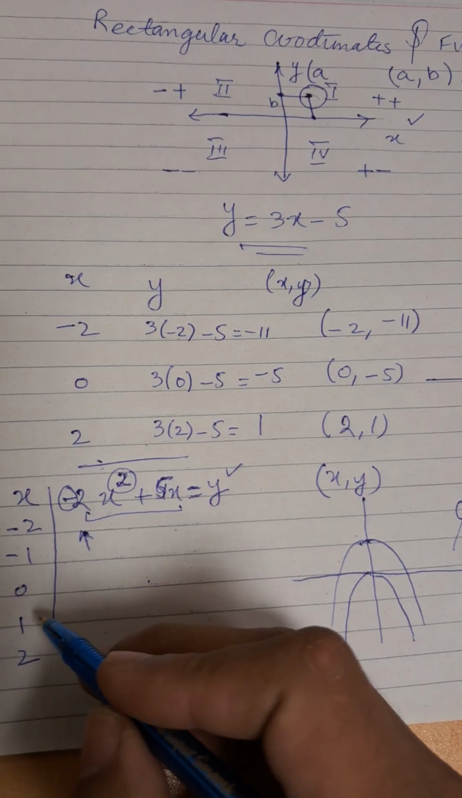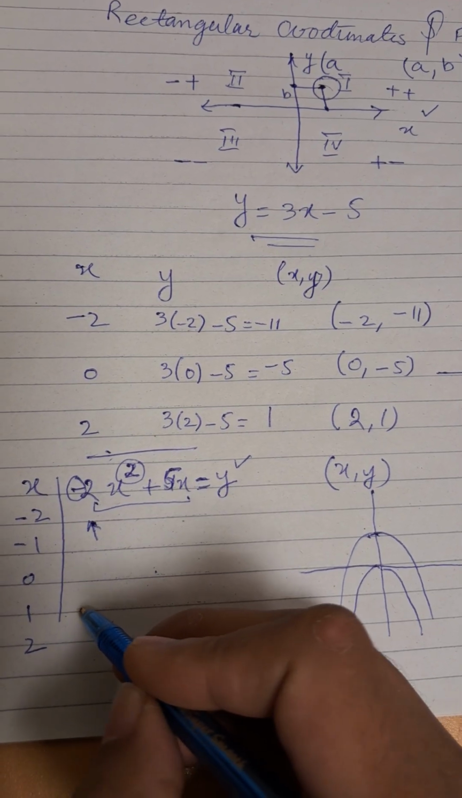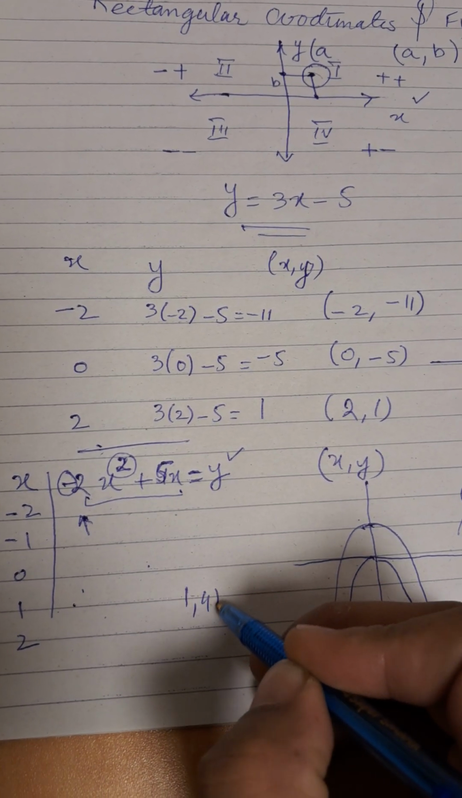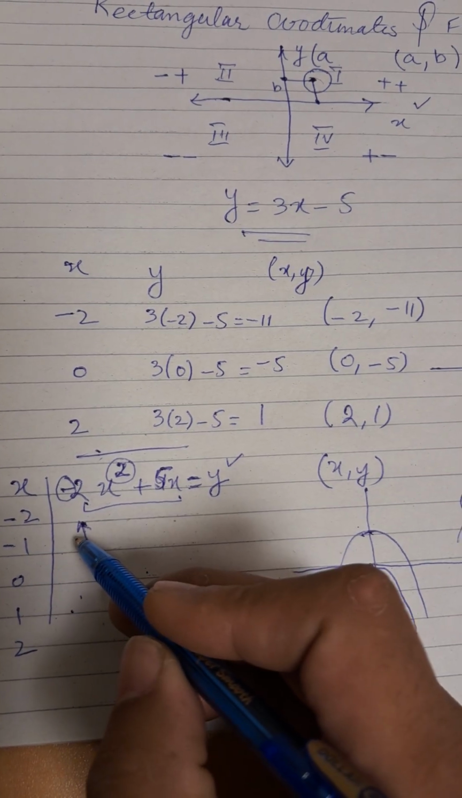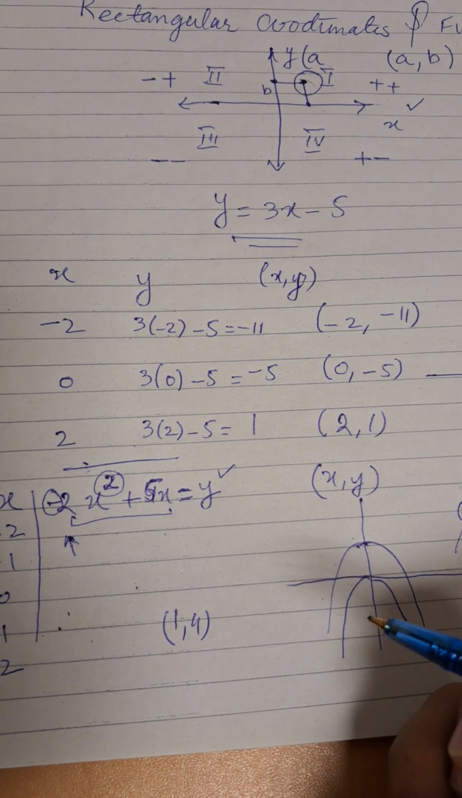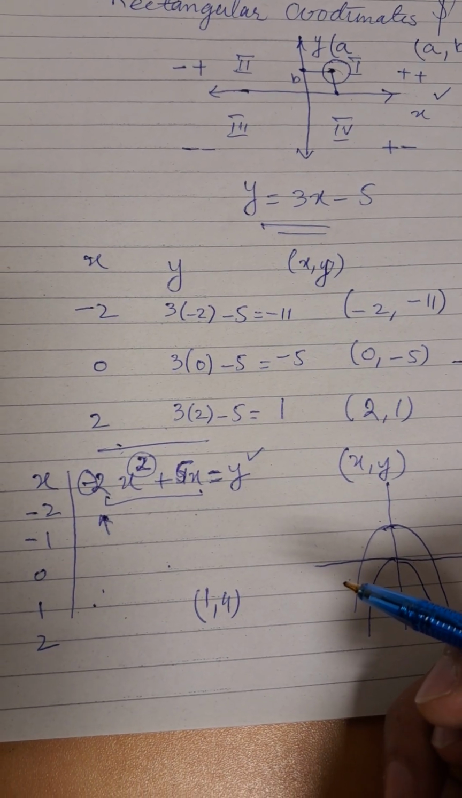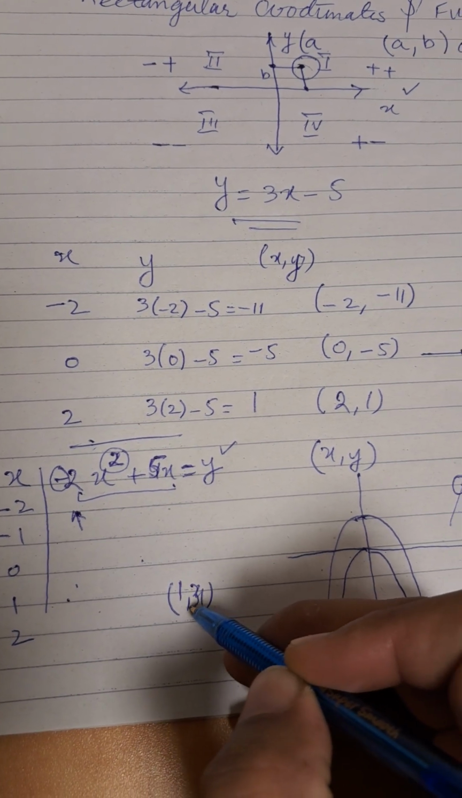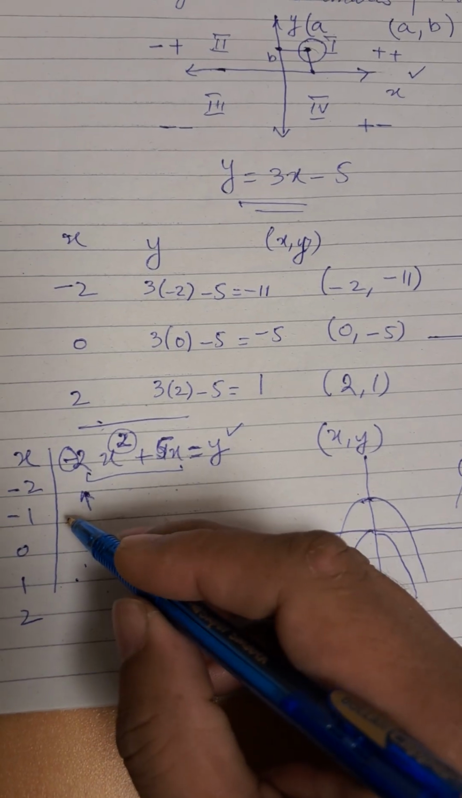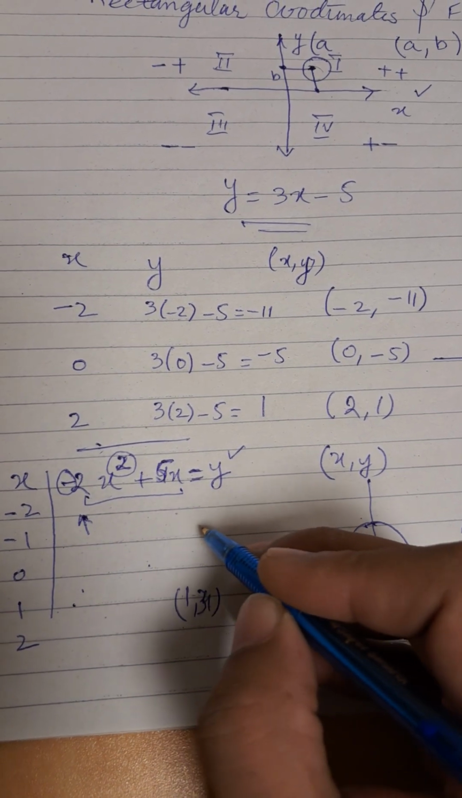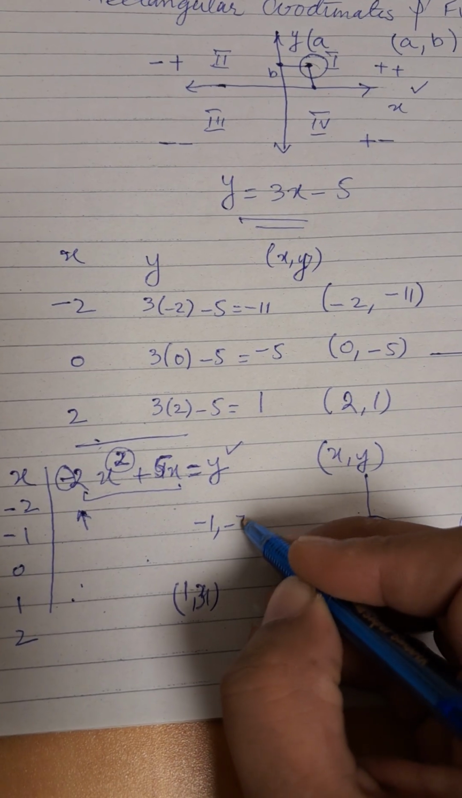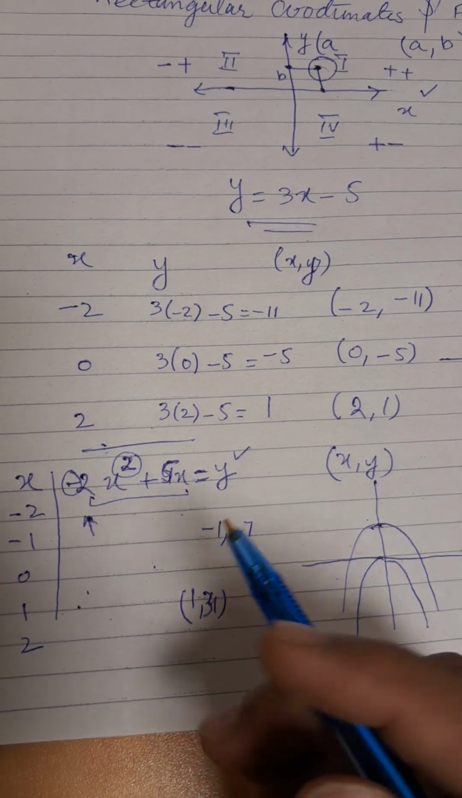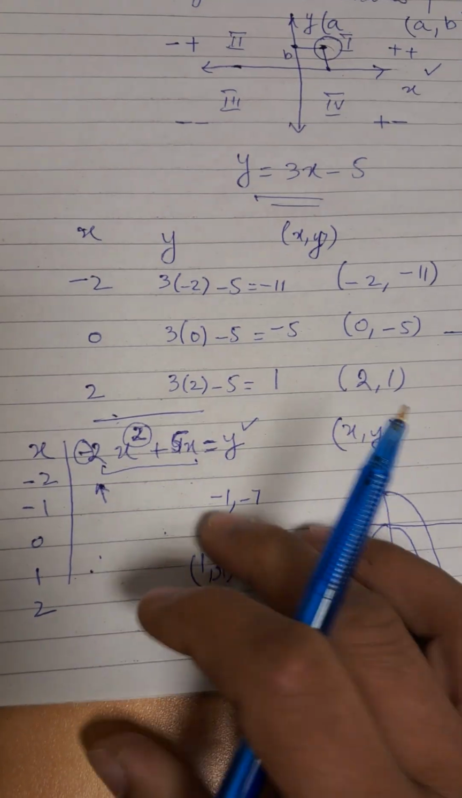And if I use 1, this is -2 plus 5, this turns out to be 3, so this would be 1 and 3. And for -1, this would be -2 -5, it would be (-1, -7). Because I'm looking through the camera, I couldn't see it properly.